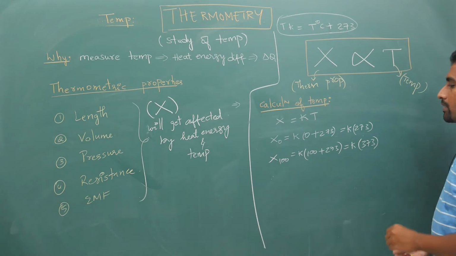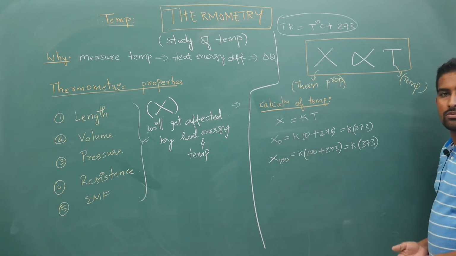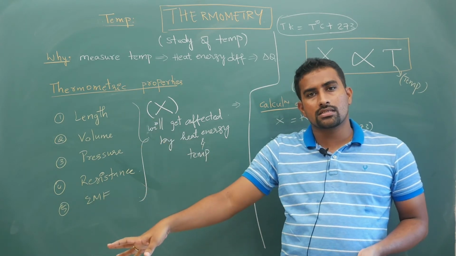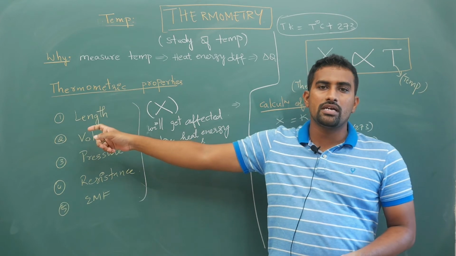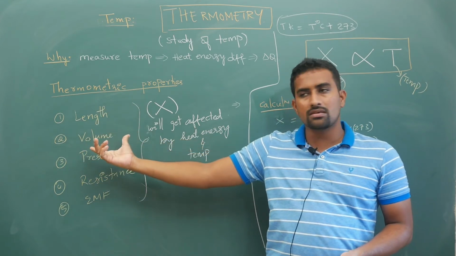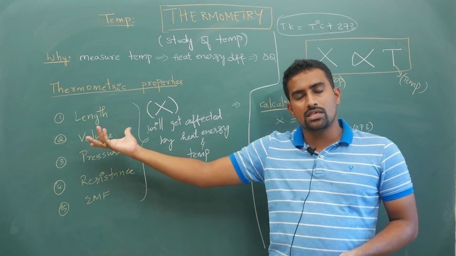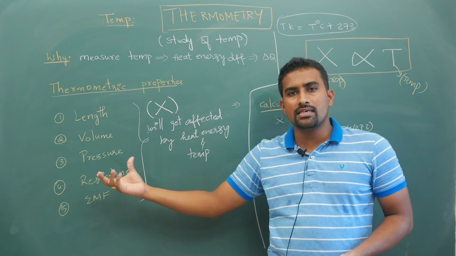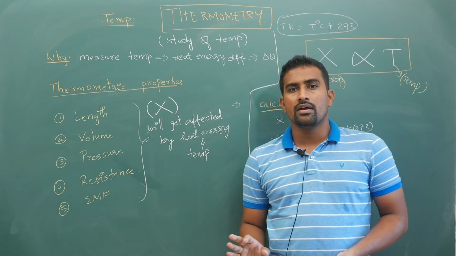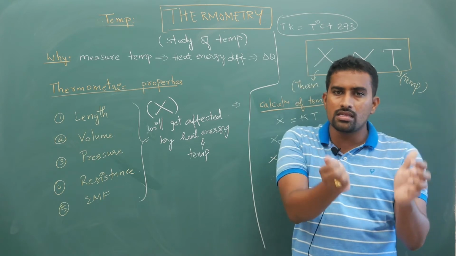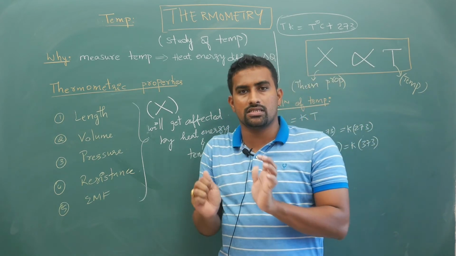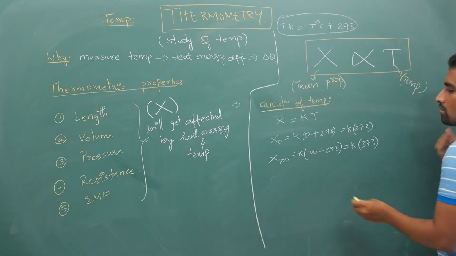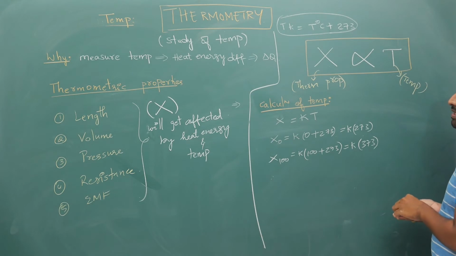Now what does this X0 mean? You are taking your thermometer and placing it in ice. If it is a length based thermometer, it will measure length obviously. If it is a pressure based thermometer, it will measure pressure. If it is a volume based thermometer, it will measure volume. If it is a resistance based thermometer, you will calculate the resistance at 0 degrees centigrade. Getting my point? So what you are doing is taking the thermometer and dipping it in ice at once and dipping it in steam at once. In doing so, your thermometric property at 0 is this much, thermometric property at 100 is this much.